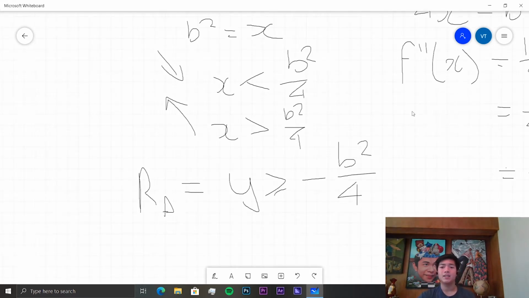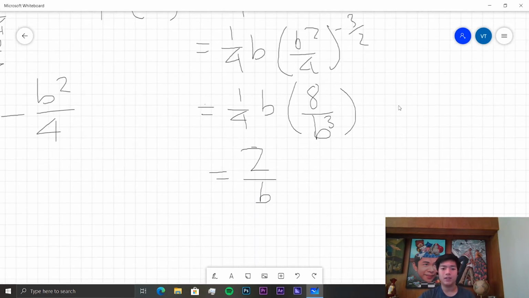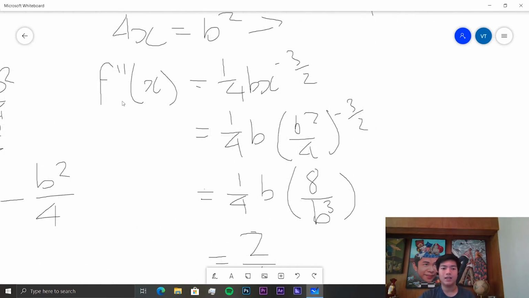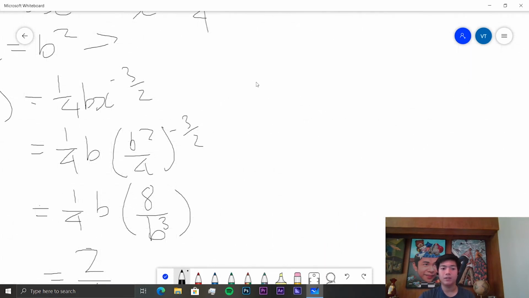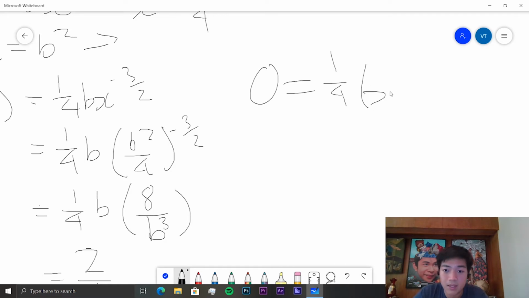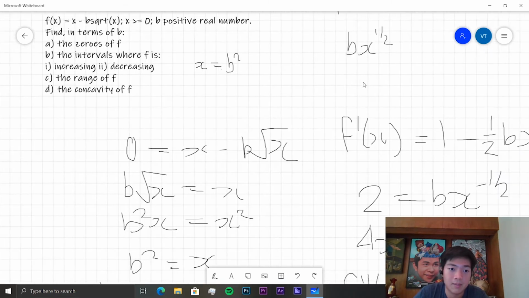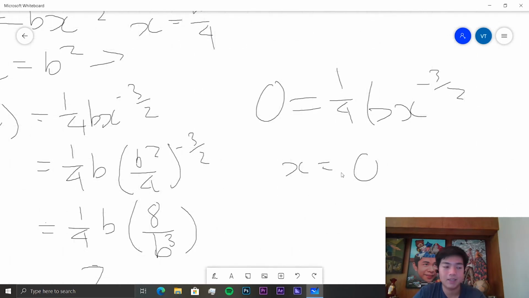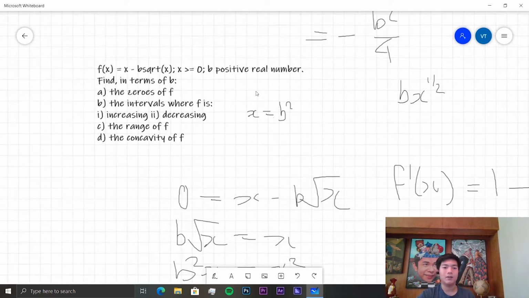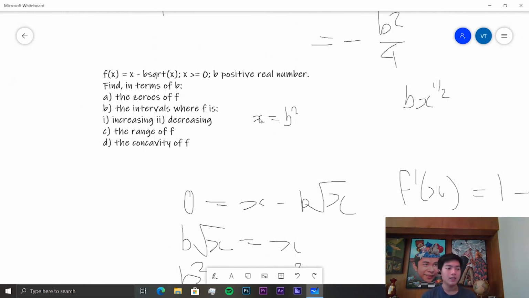Well, actually, let's prove that. Points of inflection are when f double prime of x equals 0. So we have 0 is equal to 1/4 times b x to the negative 3/2. So this will only occur when x is equal to 0. And the thing is, x is equal to 0 isn't a point of inflection since we don't have any values of x before 0. So there is no actual point of inflection, so this is concave up all the way. So yeah, that's that question done. Now on to the next question.